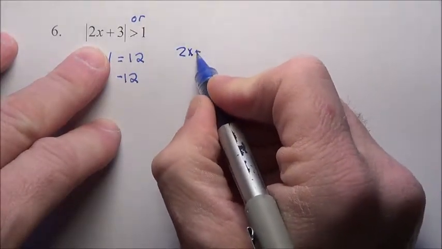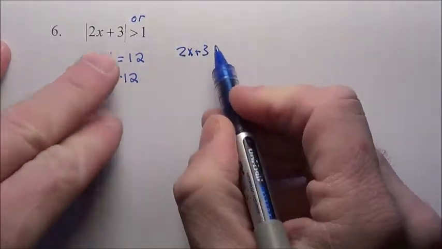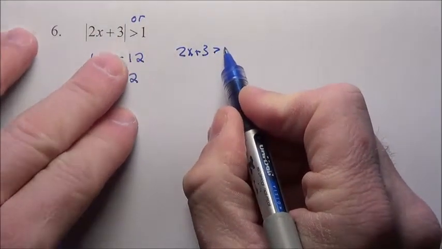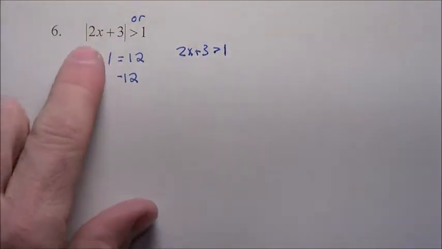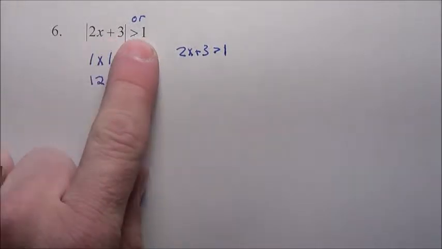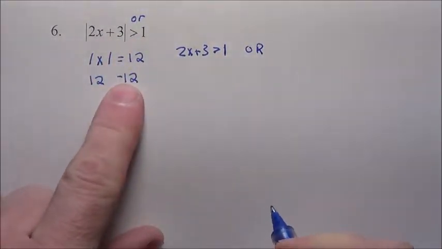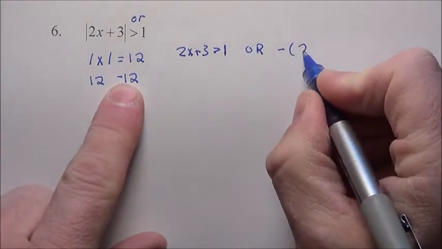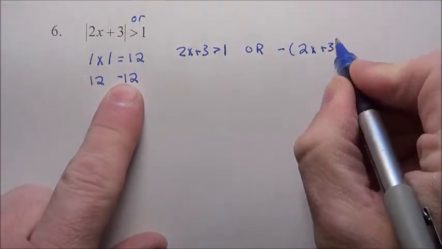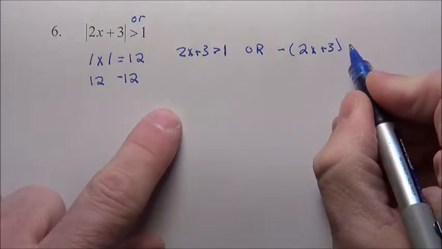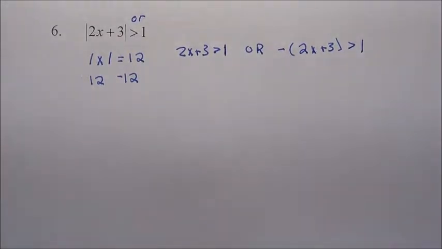So I have 2x plus 3. There's the positive piece. I'm going to let it be greater than 1. That's how we start this off. Always simply write what we have greater than 1. Or, now I've got to consider the negative part. The opposite of whatever 2x plus 3 is, the negative piece, greater than 1.